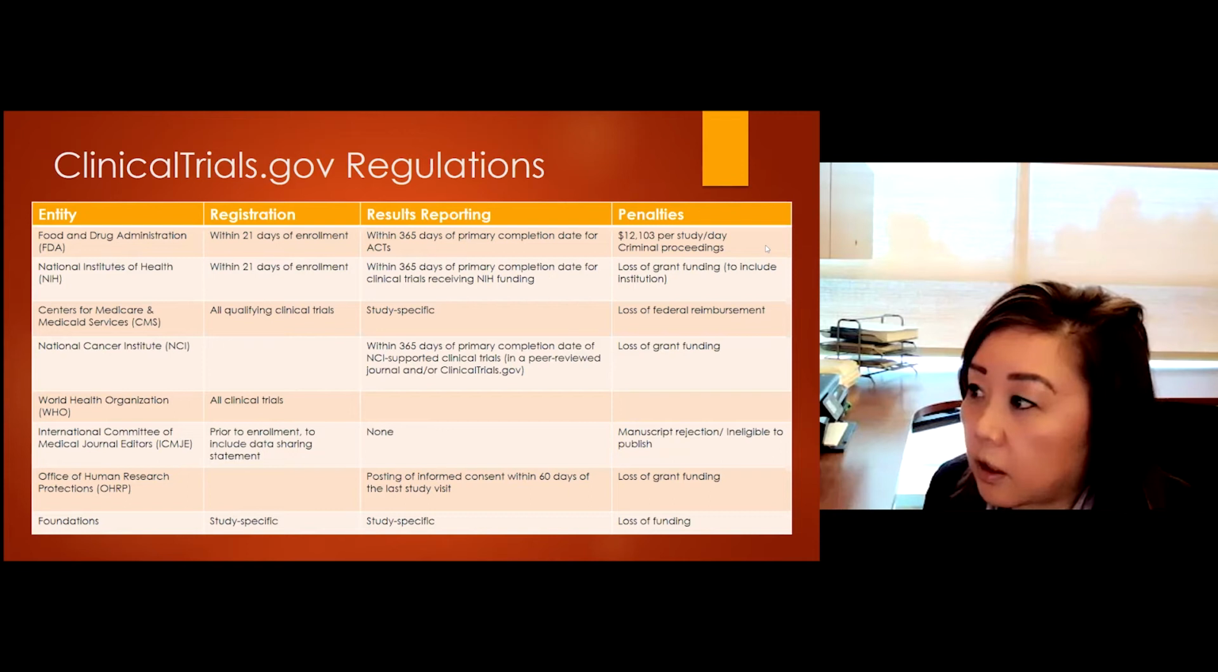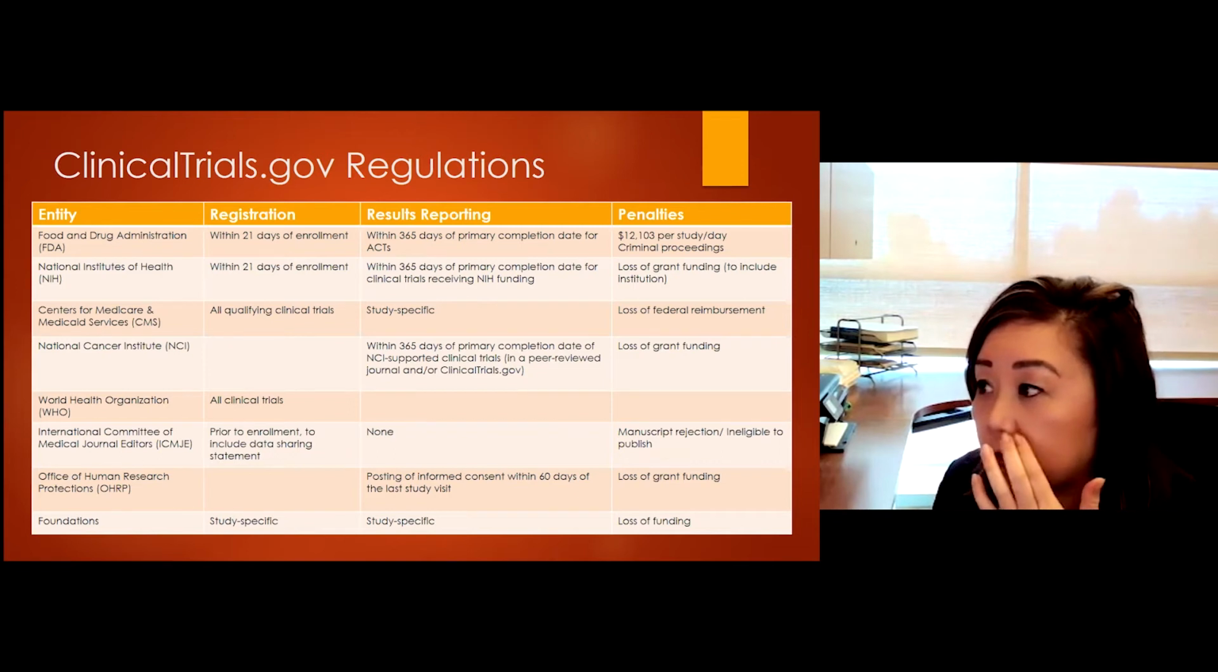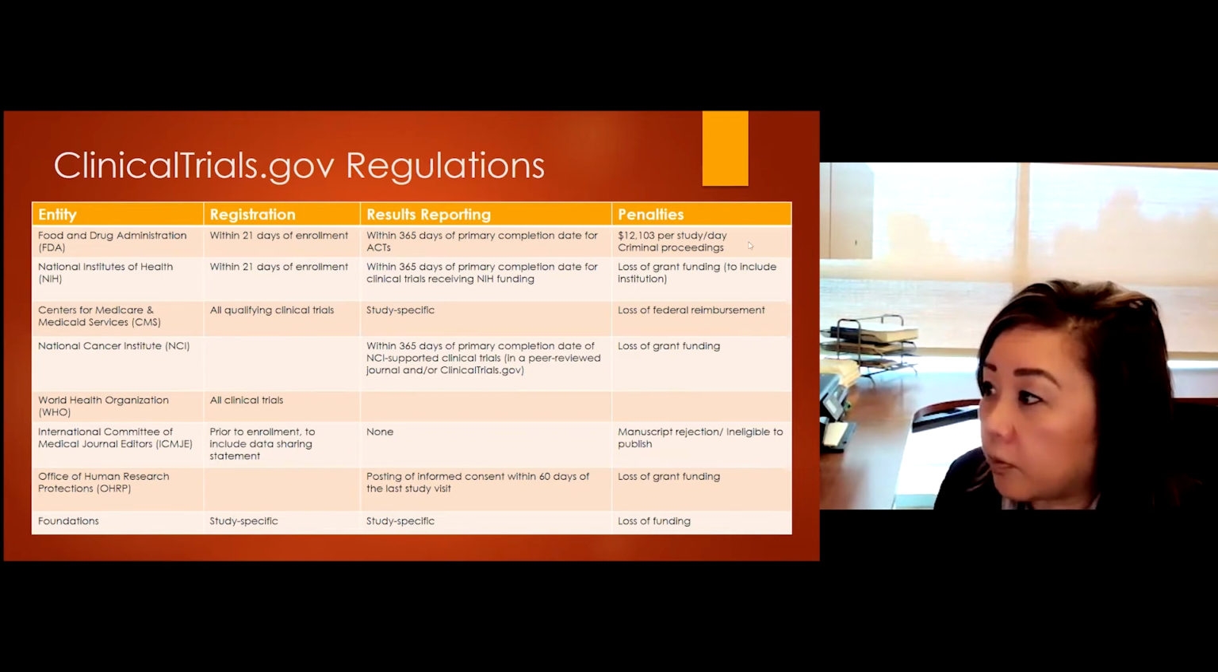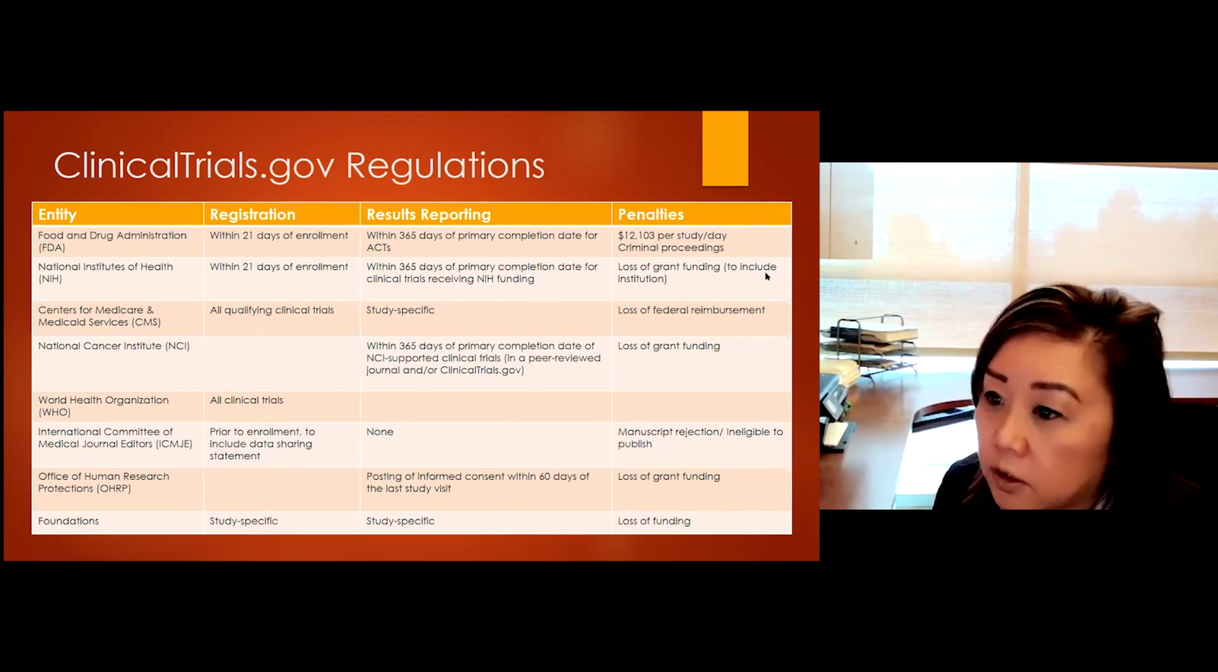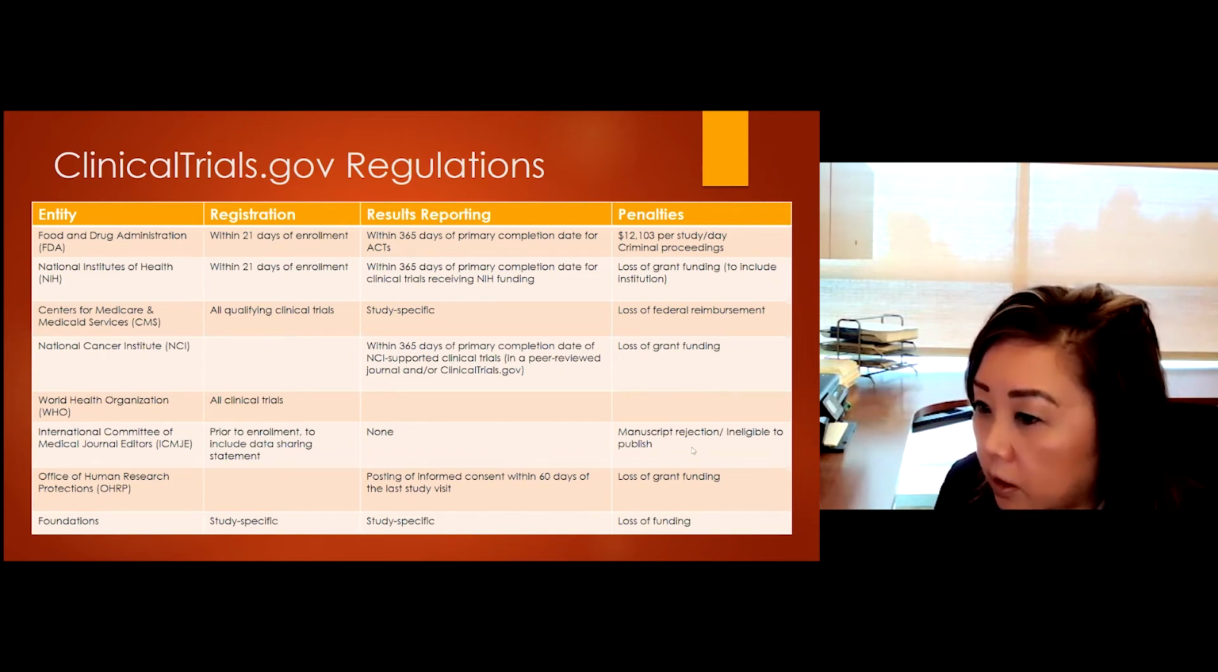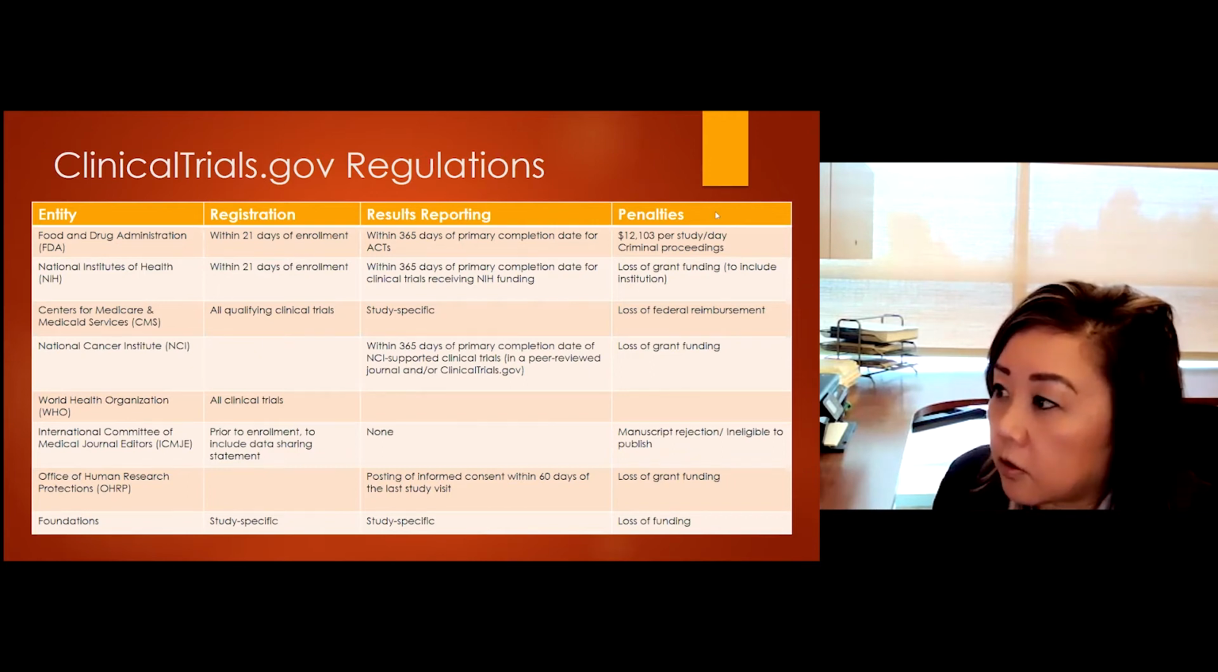And then you can see that there are various penalties that can be applied if we don't meet those results reporting requirements. As we mentioned earlier, there are fines, which could be $12,000 per study per day. And then loss of funding or withholding of funding, or they may not issue the next year of funding for some of these other federal agencies. ICMJE may reject your manuscript and your study may not be eligible for publication. So those are the penalties for all of the different agencies.